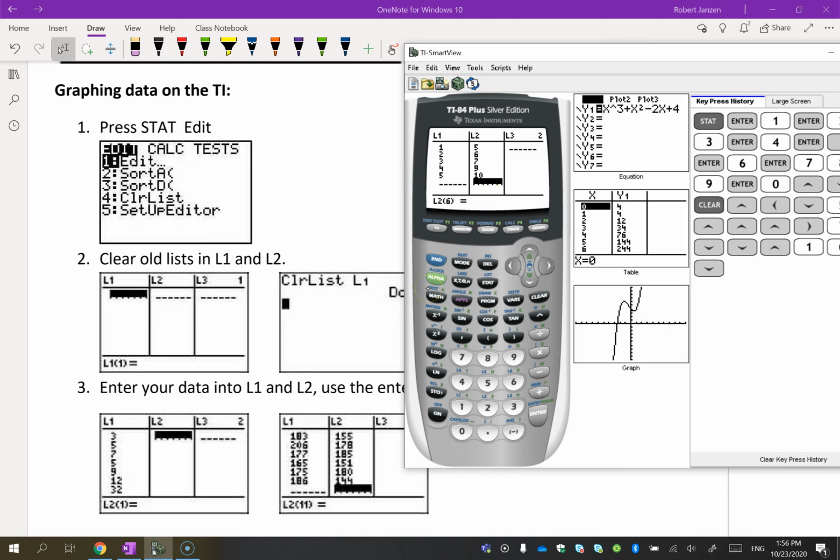And by the way, if there was something on this list that you didn't want, you could go clear list. So we'd go Stat, and we would go to clear list, which is 4. And then let's say you wanted to clear that second list. Look for where L2 is. That's the number 2, so we'll go second 2, and if I press enter, now I go look at that list. Now L2 is blank. So now I can put down what I wanted in the first place. Okay, there. All right, so I've got my data entered.